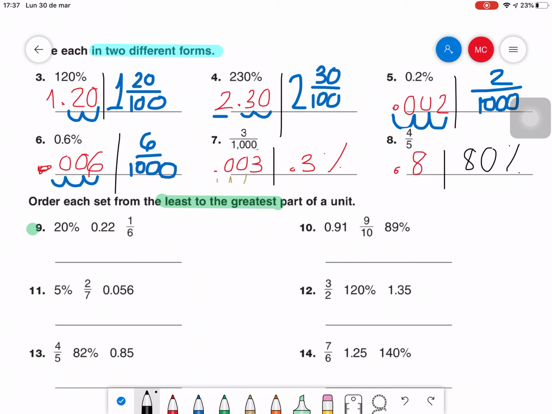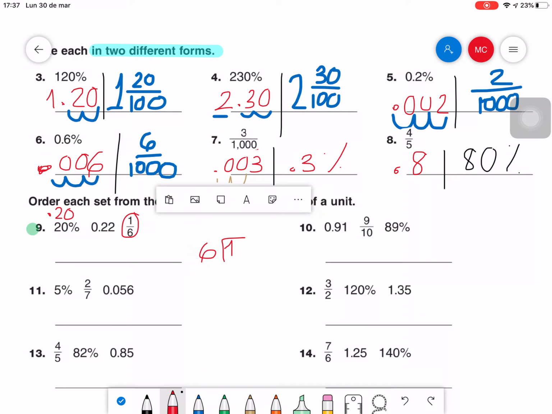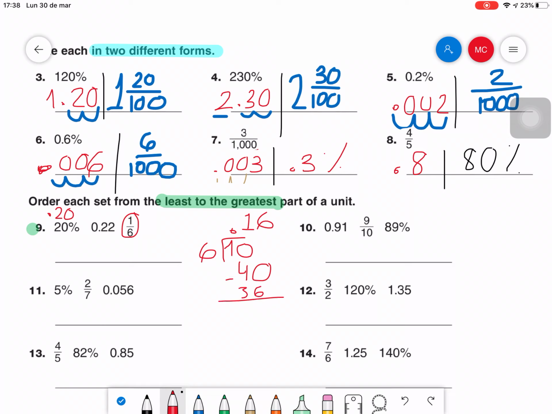So let's start. Number 1, it's 20%. I know that 20% as a decimal is 0.20. Then 0.22, it's already done, and 1/6. Remember that every fraction can be changed into a decimal by dividing. So 1 divided by 6, it doesn't fit. I put a point and I add a 0. How many times does 6 fit in 10? Only 1, and I am left with 4, and I add another 0. How many times does 6 fit in 40? 6, because 6 times 6 is 36. And then I am left with 4, and so on. So I know that 1/6 as a decimal is 0.16.